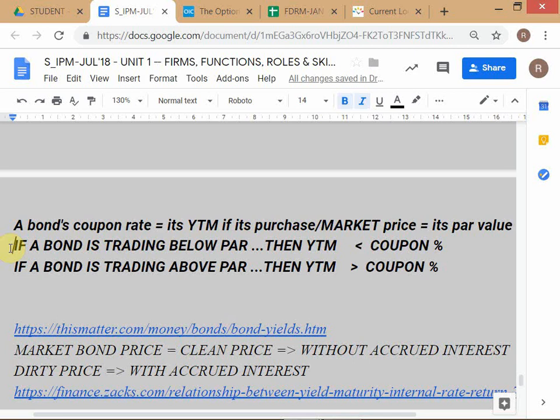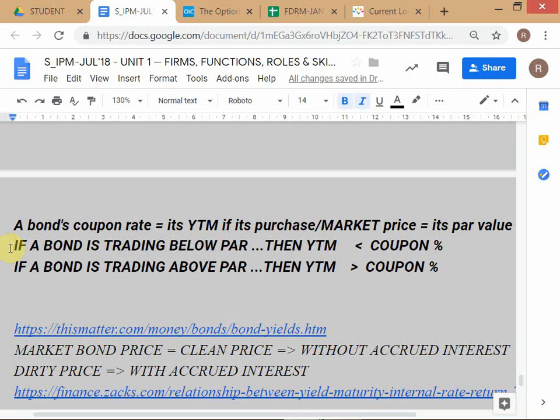Yes. Is my question clear? I'm not able to follow. I follow the first part. I follow that if a bond is trading at par, then the YTM is equal to the coupon rate. This part I follow. But the second part, when you are saying if a bond is trading below par, then the YTM is less than the coupon rate, I'm not able to follow this. Can you explain to me stepwise?